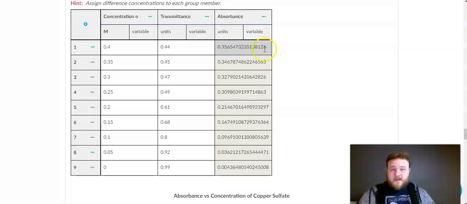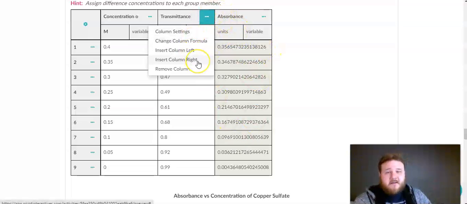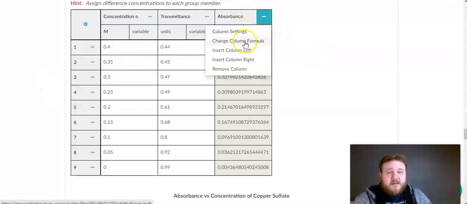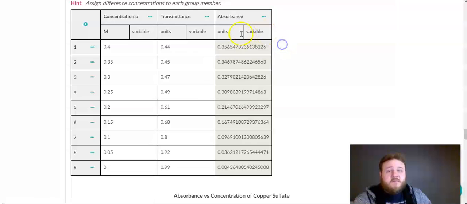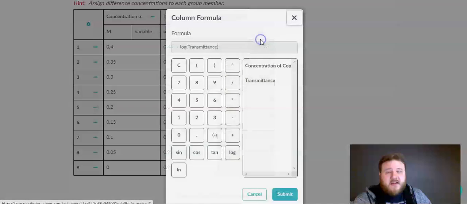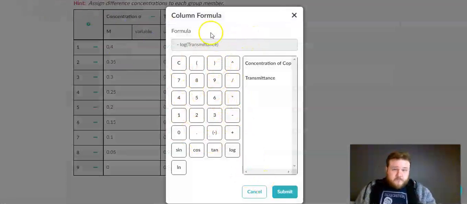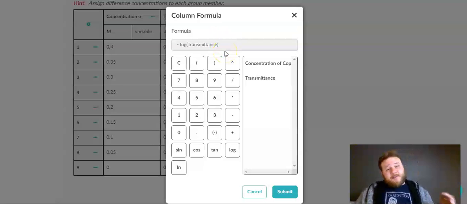Instead of typing it in your calculator, also, how did I get this column? If you click here, you can say insert column to the left, insert column to the right. And over here, it can be insert row above or insert row below. What you can also do is click Change Column Formula. So once you've created another column, you click Change Column Formula, and you get this equation here. You use this column formula tool instead of doing the calculation on your own every time. You can plug this in, and it will do the calculation for you.